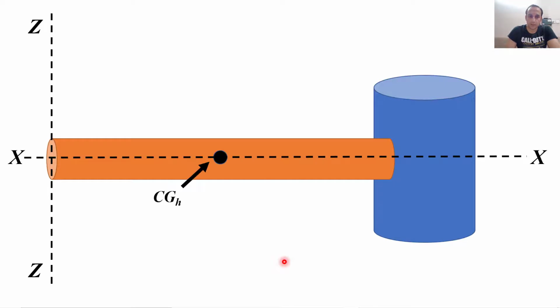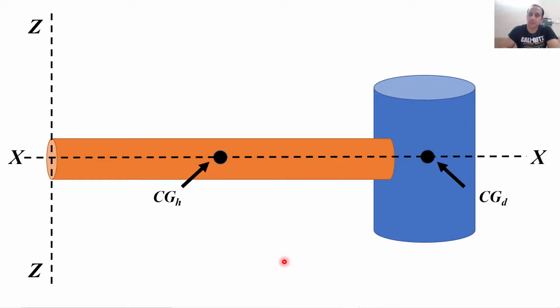What else do we have? We have a CG. CGH means the CG of the handle. We know that it is very easy to locate the CG of cylinders. It is half of the height of the cylinder, or half of the length of the cylinder. So this is the CG of the handle. Same is the case with this one. This is the CG of the head. The head is denoted by the letter small d.